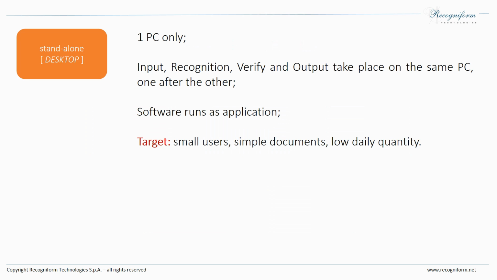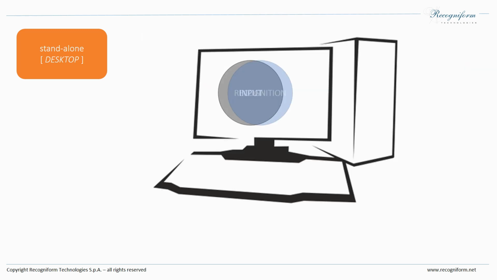With the desktop version, all processing steps take place on the same PC, one after the other, and software runs as application. The desktop version is suitable for small works, or for simple documents processing. User intervention is always required to start processing.